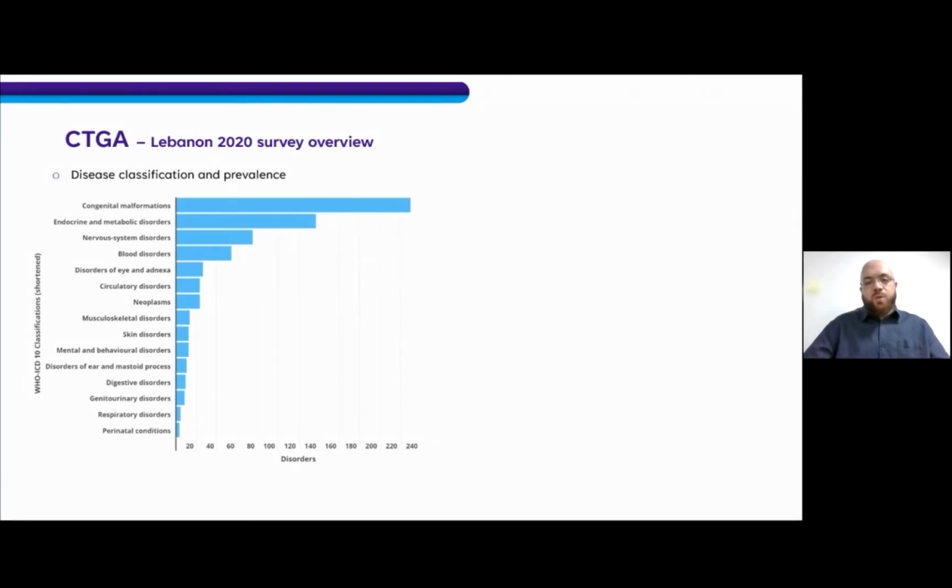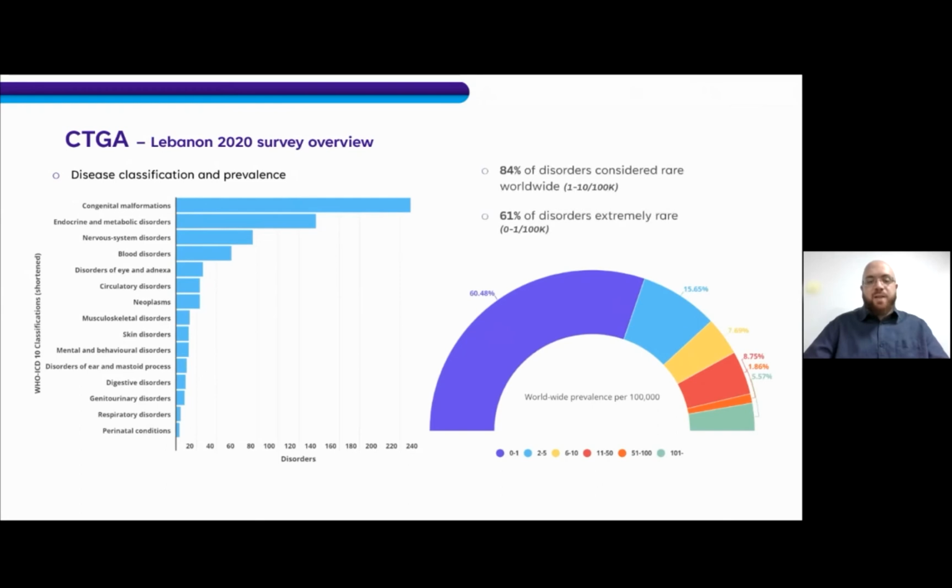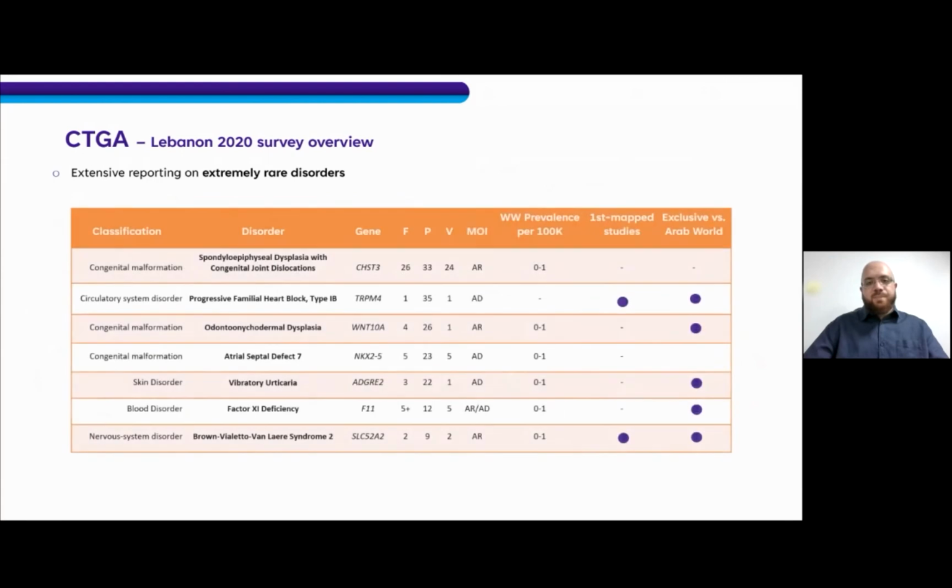From the disorders with known worldwide prevalence rates, roughly 80% of those we cataloged would be considered rare, and most of the records would be considered extremely rare, with rates of less than 1 in 100,000 people. In fact, some extremely rare Mendelian disorders were reported in the largest number of non-group subjects relative to the other disorders we cataloged. For example, these included multiple autosomal dominant and recessive disorders across various classes of disease.